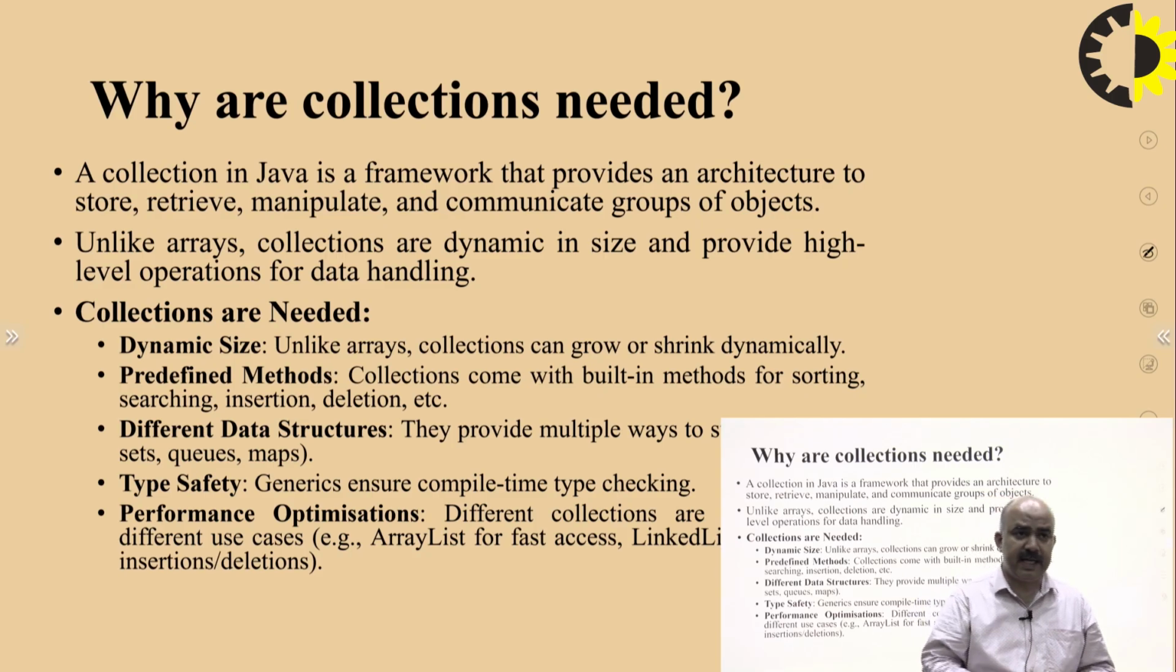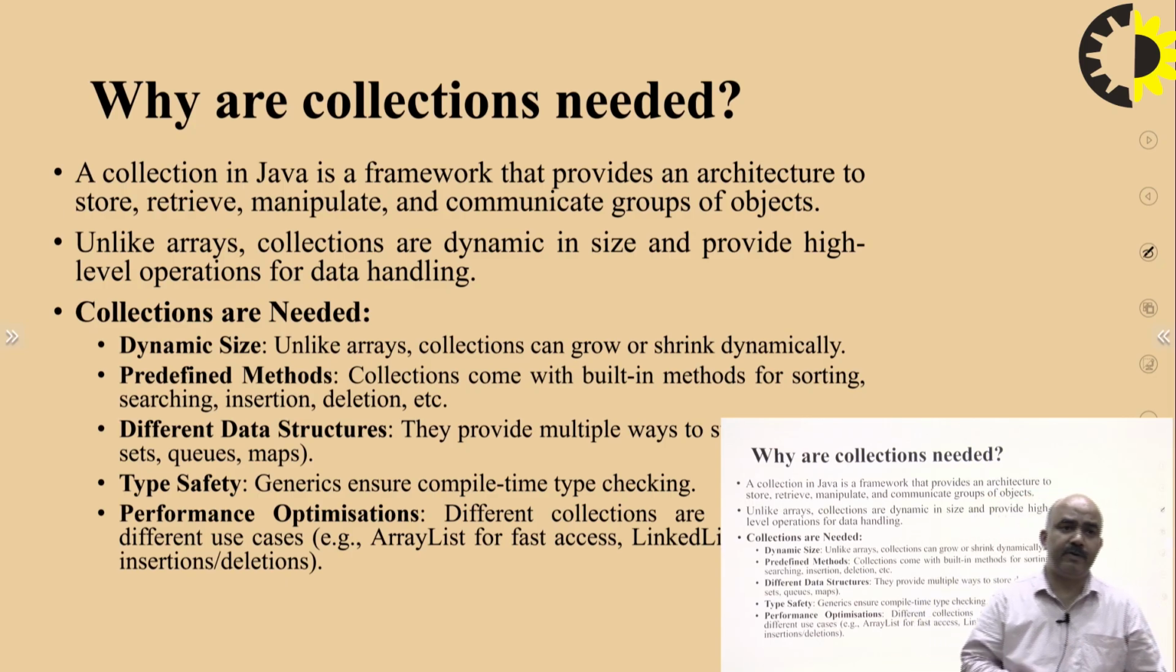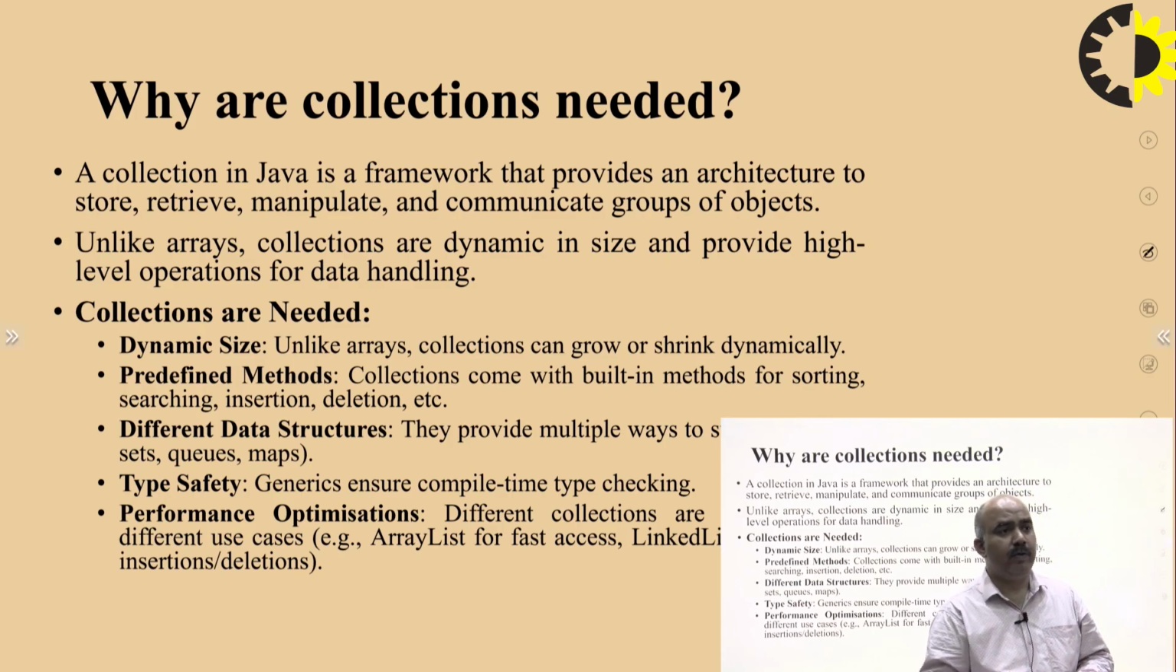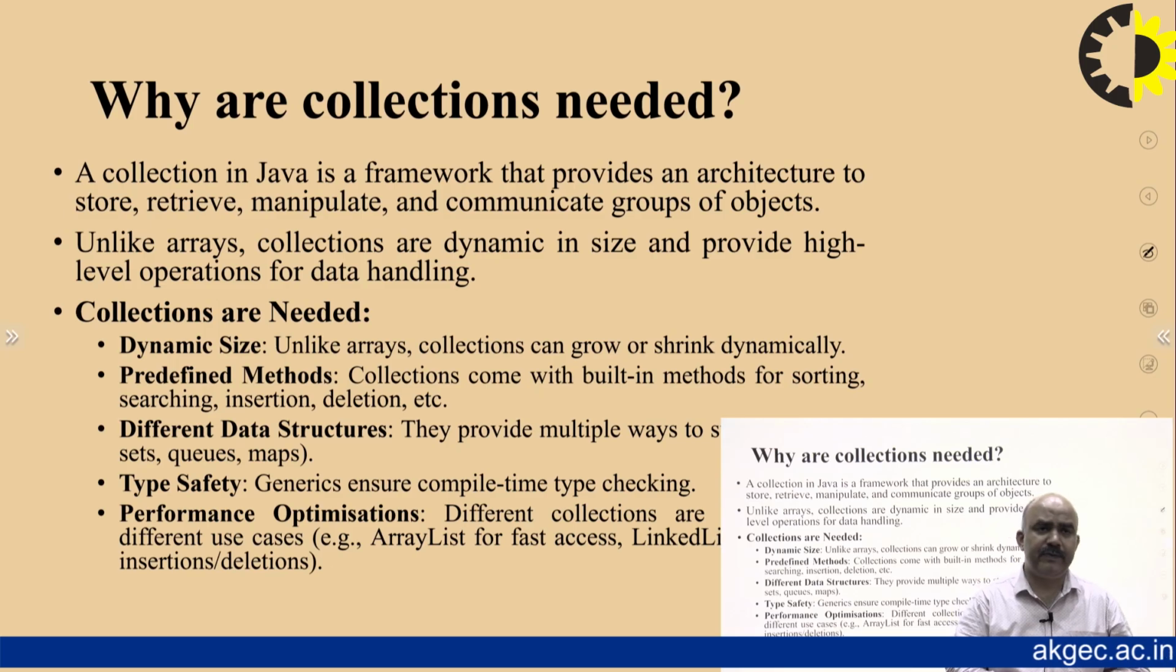Different data structures are available. As already told, collections are part of java.util. They have predefined methods which we can use, and they provide different data structures. They provide multiple ways of storing data like set, queue, list, and maps, which we already defined in the previous slides.